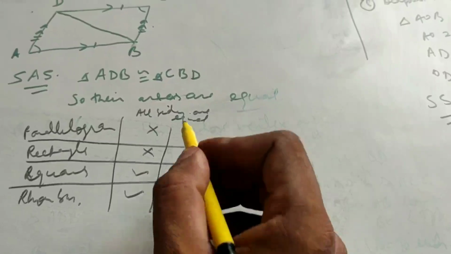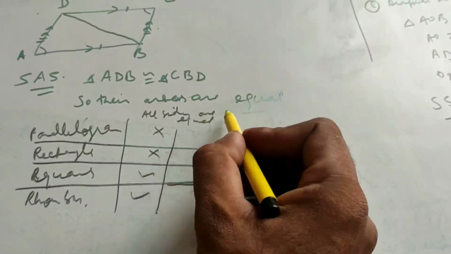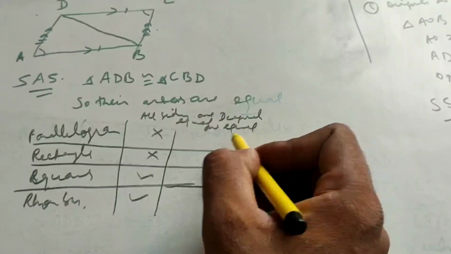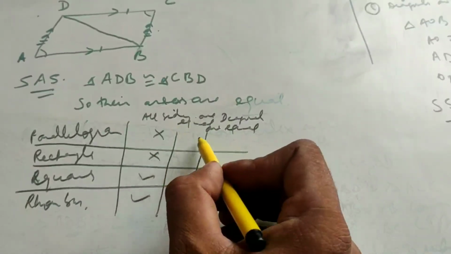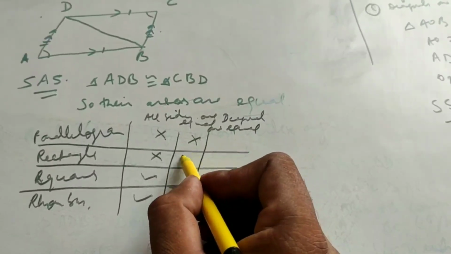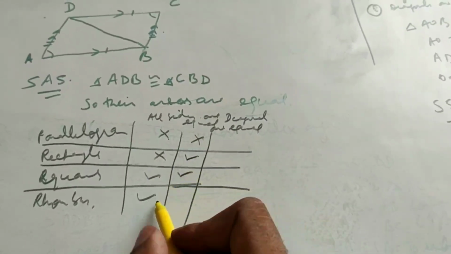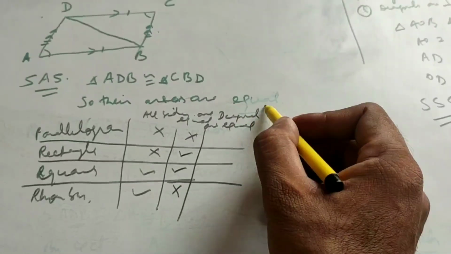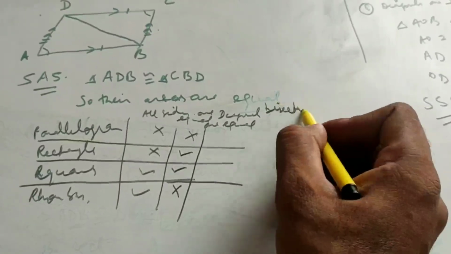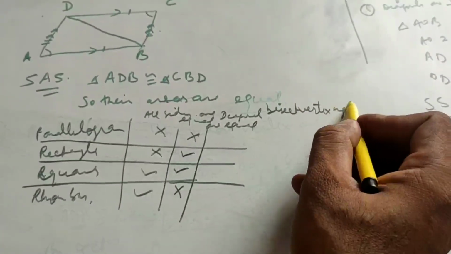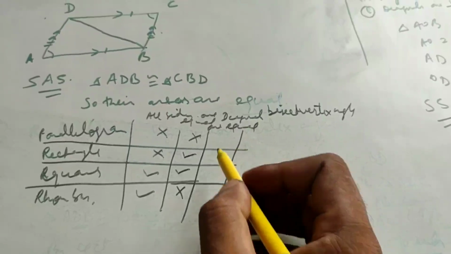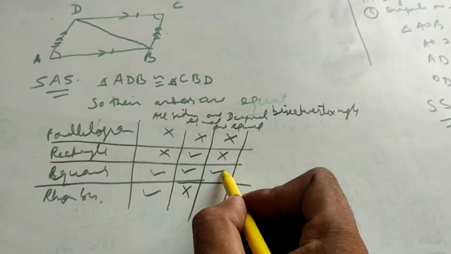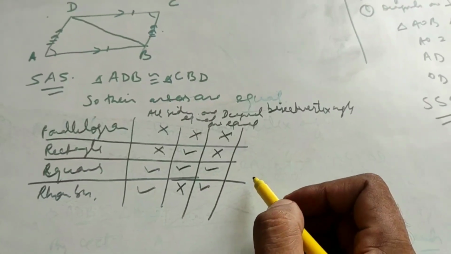Next property is the diagonals. Are the diagonals equal or not? In a parallelogram the diagonals are not equal, in a rectangle they are equal, in a square they are equal, and in a rhombus they are not equal. Now, do the diagonals bisect the vertex angle? In a parallelogram and rectangle they don't, but in a square and rhombus they bisect the vertex angle.